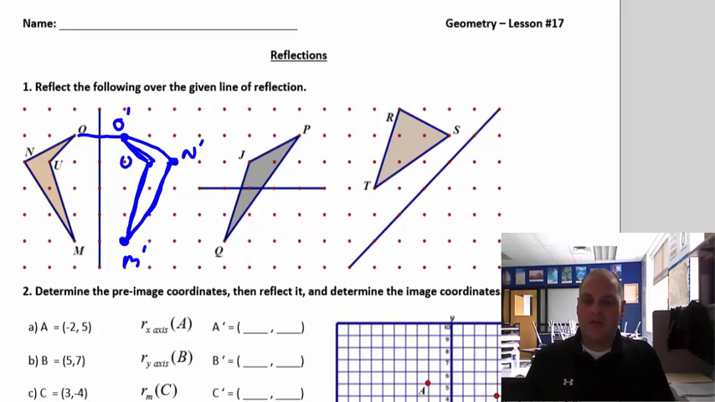Just count how many units, go right to the line, and then count that many the other way. All right, and then this one here, we'll do one point at a time. I'm going to switch to purple here. So Q, go right to the line. How many units away from the line is Q? 2 units away, so go 2 units the other side. There's Q prime. J is 1 unit away, so we go 1 unit the other side. There's J prime. And P is 2 units away, so we go 2 units the other way, and that's going to be P prime.